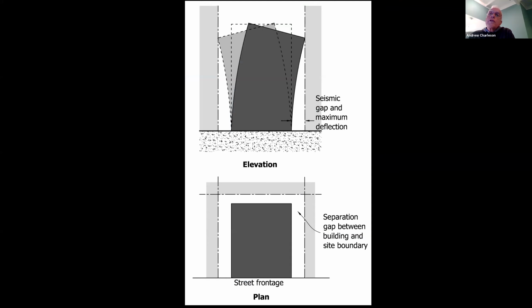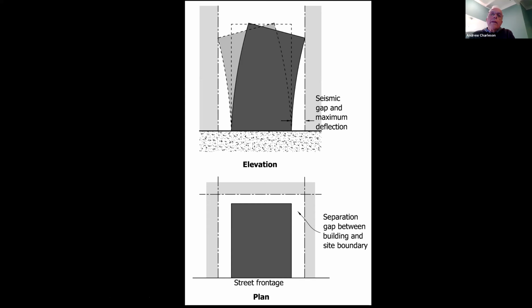In principle, it's very simple. Here's an elevation of a building. We must have a gap, a seismic gap between our building and the boundary, so that during an earthquake, as our building sways, as it moves to and fro, the top of our building must not cross the boundary line, because otherwise it could pound the neighbor's building.